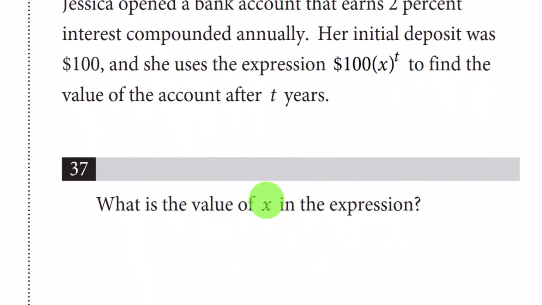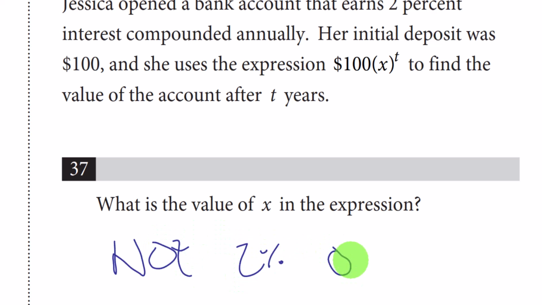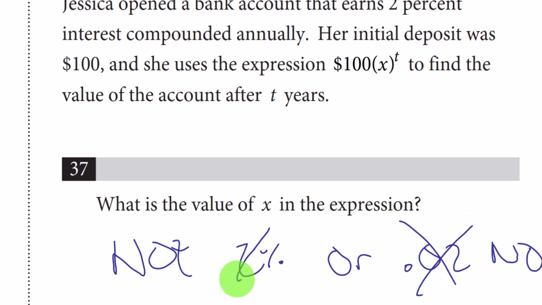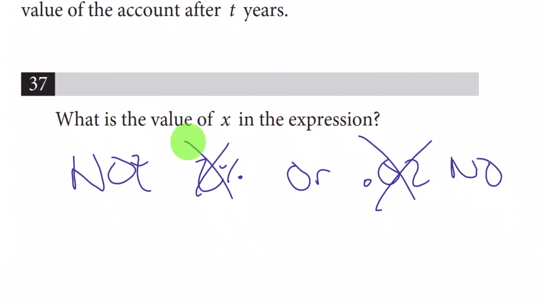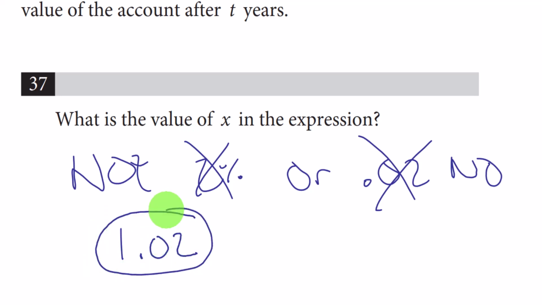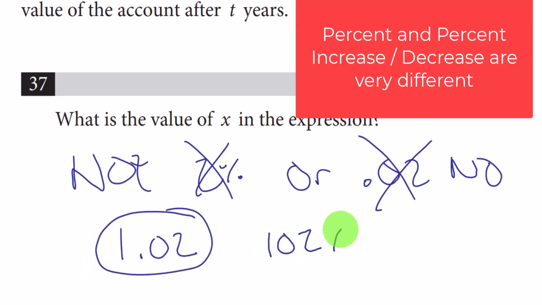37, what is the value of x in the expression? Again, this is classic percent increase. It is not 2% or 0.02. No. A lot of people think it's 0.02. What happens if you multiply that by 0.02? It actually goes lower. This is a percent increase. So the proper amount is going to be 1.02. That's 102% because it increases by 2%.